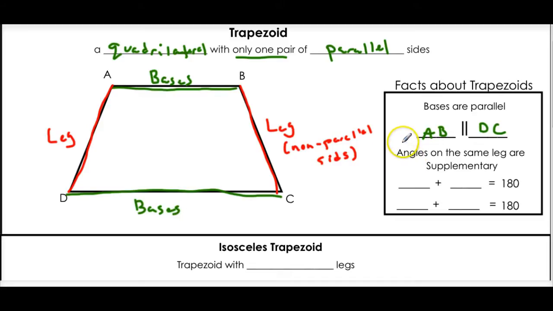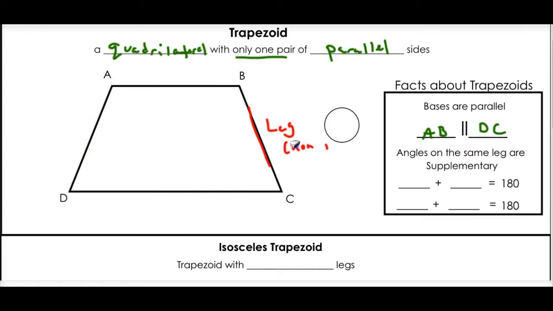Now there's only one fact about trapezoids that you need to know, and that's angles on the same leg are supplementary. If you look at this, A and D are on the same leg, right? They're both on this leg right here. Those would be supplementary. But why are they supplementary? I think that's a good topic to explore, and let's just talk about that for 2 seconds, okay? I think knowing why is an important thing.